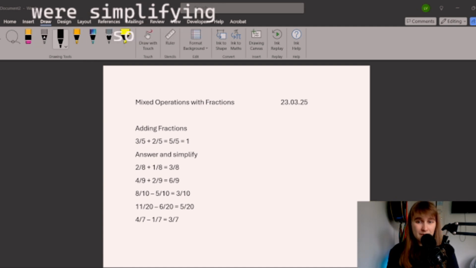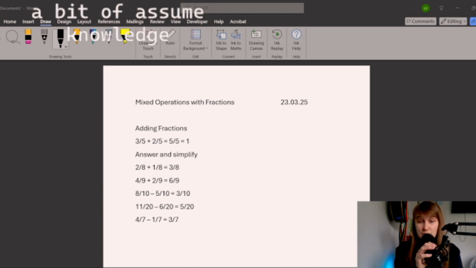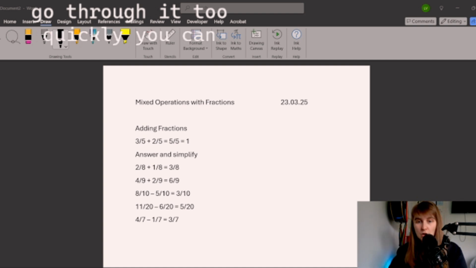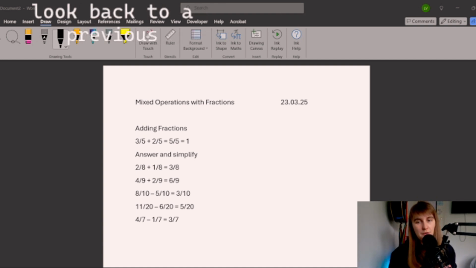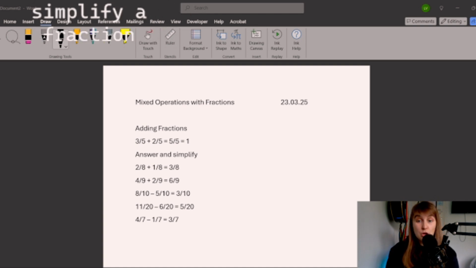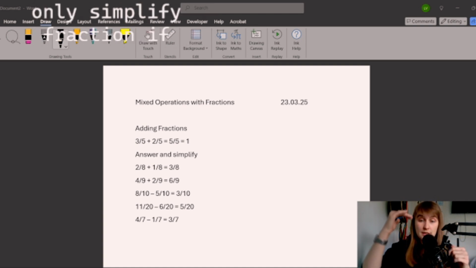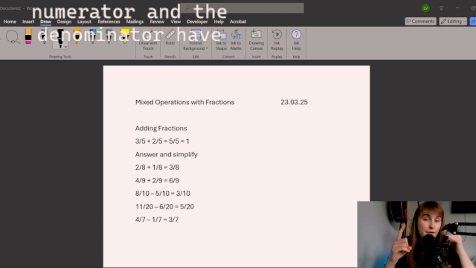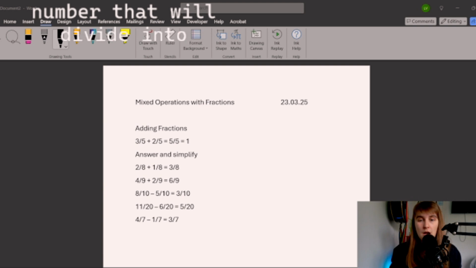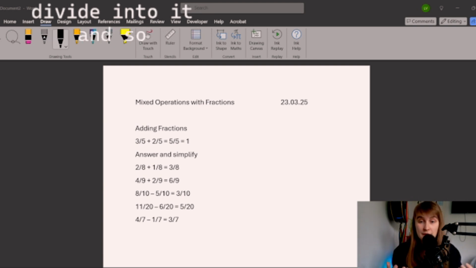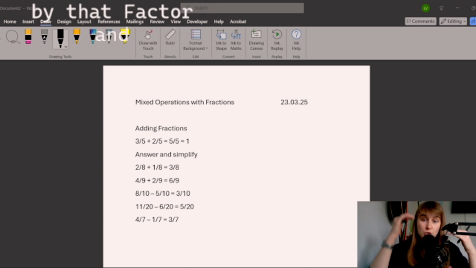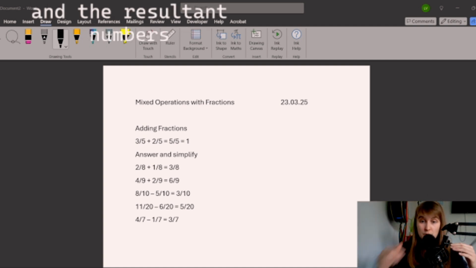So again, there's a bit of assumed knowledge there. If you're not too sure of this, if I go through it too quickly, you can look back to a previous video just to clarify this. But essentially, to simplify a fraction, you can only simplify a fraction if the numerator and the denominator have at least one factor in common, a factor being a number that will divide into it. And so if they have a factor in common, you can divide them both by that factor, and the resultant numbers you get, top and bottom, will be the new fraction.